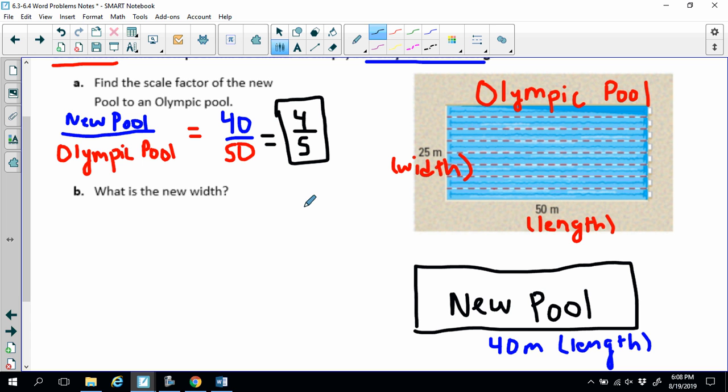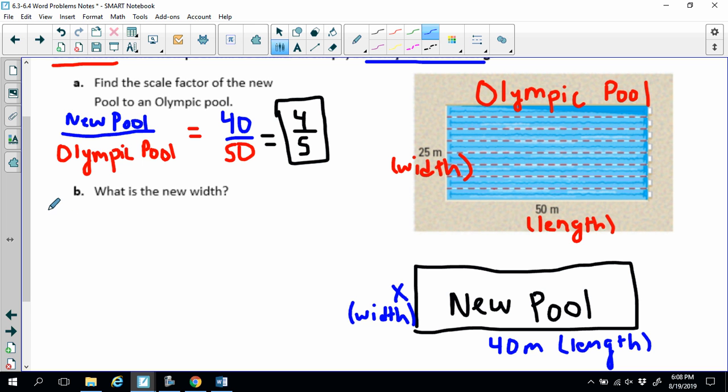Now for part B, it says, what is the new width? So when they're asking this, they're saying, what is the width of the new pool? So that's what we'll have to find, and I'm going to label that X. That's our width here. So what we're going to do is create a proportion so we can solve for our X, or the width of the new pool. So how we're going to set this up is we're going to have the length of our new pool.